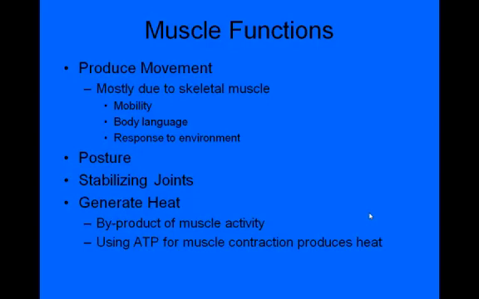And that's why people that exercise more typically have less injuries, because those muscles are toned around the joints. Now, muscles also generate heat, and that's a byproduct of muscle activity. And think about that. You already knew every time you get up, you move around, those muscles working produce heat, and that's why you get hot. Now, they also use ATP for muscle contraction, which of course produces heat.